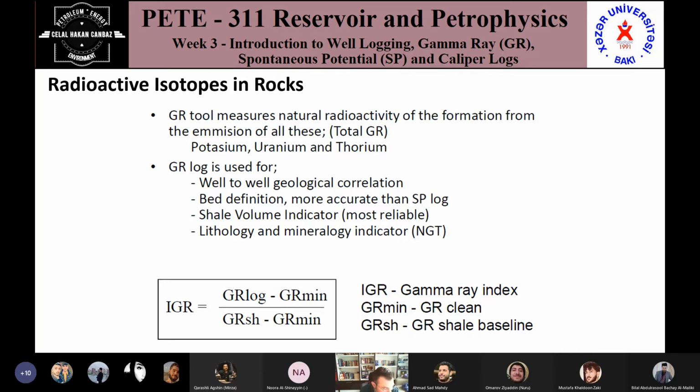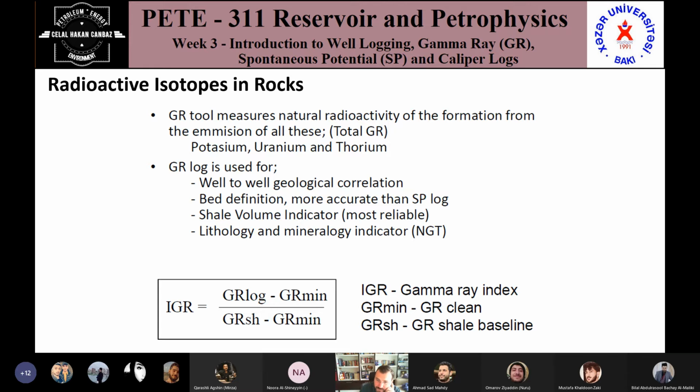Okay, the second lithological log, remember. Shale volume indicator. This is actually the most reliable shale volume indicator. It is a lithology and mineralogy indicator also. Okay, so the formula here, the gamma ray index formula: your GR log minus your GR minimum value, divided by your GR shale baseline value minus your GR minimum value, gives you your gamma ray index. Okay, it's the basic formula.